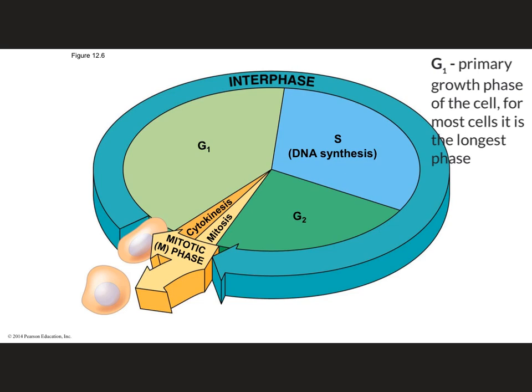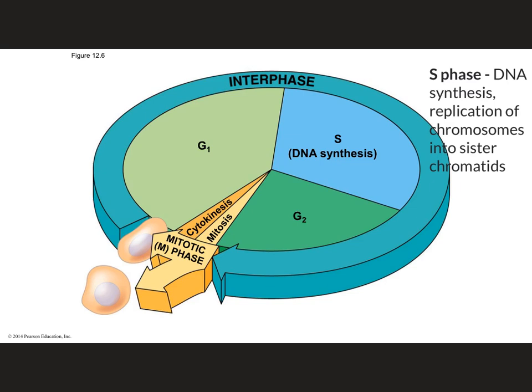this S phase. The next phase that the cell will go into is the G2 phase, or the gap phase 2. This is where the chromosomes that were just synthesized, those sister chromatids that were just synthesized in the S phase, they are going to condense in this second growth phase. This phase is going to fill the gap between DNA synthesis and mitosis.